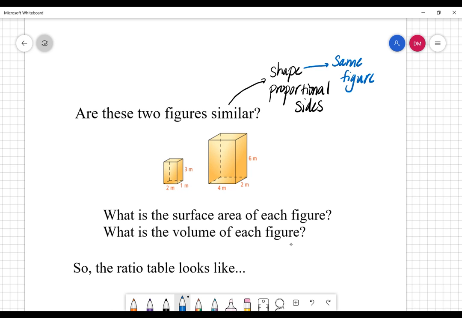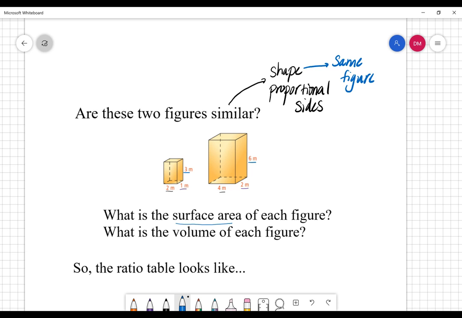So in this case, we're looking at two rectangular prisms. So they already have that same figure thing going for them. And we check that their sides are proportional. Whenever we check sides, remember we always look at corresponding sides. So if I look at this edge right here being 2 meters, this one being 4, that is in a ratio of 1 to 2. And if I look at each of the other corresponding edge lengths here, they are all in that ratio of 1 to 2.